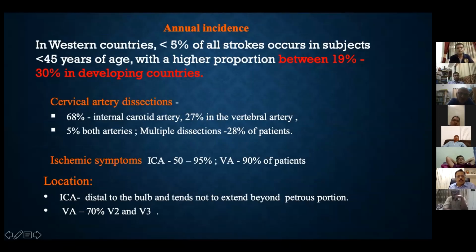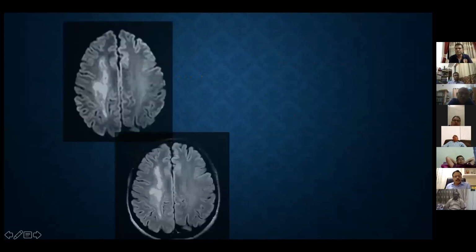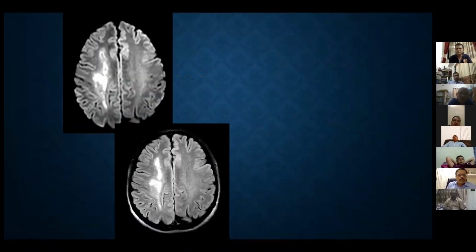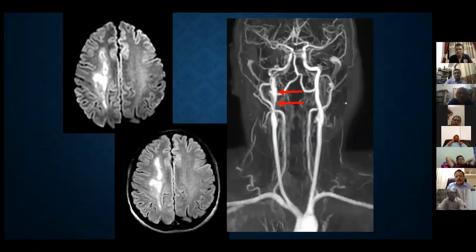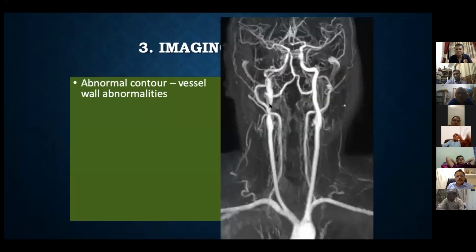So just to show you a typical case, this was a young man with multiple small infarctions. And on MRA, this is one of the classical pictures of dissection. So what are the imaging signs here? There's the abnormal contour of the blood vessel here. You can see it's narrowed and dilated, then again narrowed, and it always starts beyond the bulb and finishes at the petrous ICA. There's a focal narrowing with distal dilatation.